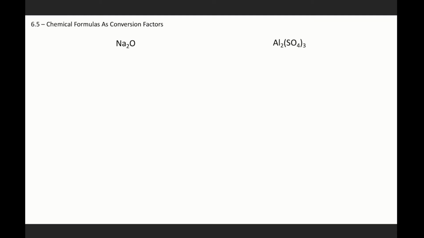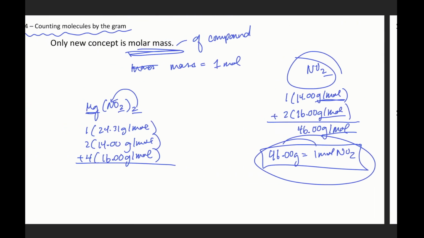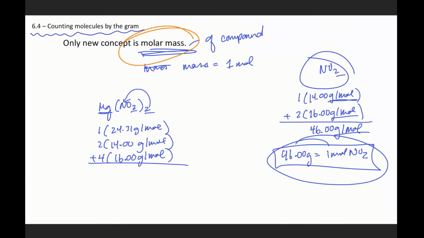Hello Honors Chemistry and welcome to Chapter 6, Section 6.5, using chemical formulas as conversion factors. Previously we talked about the concept of molar mass and Avogadro's number, and how between those two things we get the relationship between mass and moles, and the relationship between moles and particles.